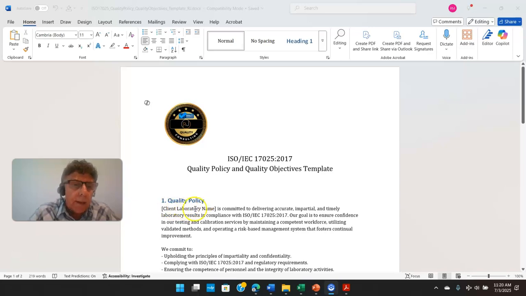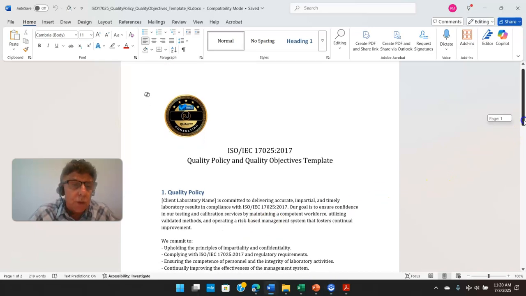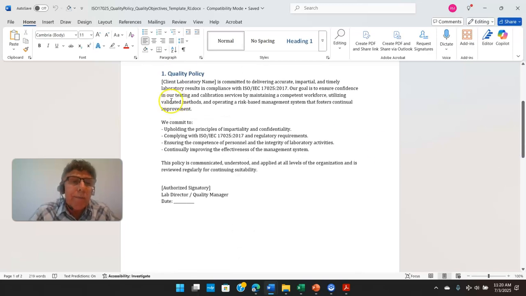It says client laboratory name is committed to delivering accurate, impartial, and timely laboratory results in compliance with ISO 17025. Our goal as a laboratory is to ensure confidence in our testing and calibration services by maintaining a competent workforce, utilizing validated methods and operating a risk-based management system that fosters continual improvement. And as you see, we are committed to impartiality and confidentiality, complying with the standard, ensuring competence of personnel, continually improving the effectiveness of the management system. And this policy is communicated, understood, and applied to all levels of the organization.